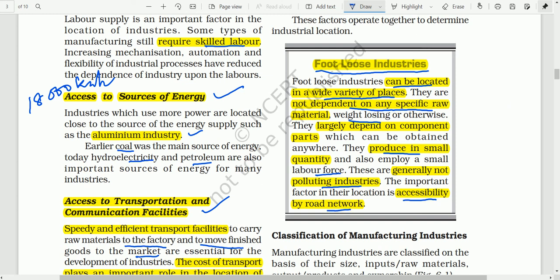Accessibility by road network is the most important factor for the footloose industries, because the finished products as well as the raw materials will be transported by the network of transport only. So we have examples of footloose industries like mobile phone manufacturing, then toy making, then manufacturing of computer chips. These are some of the examples of the footloose industries.